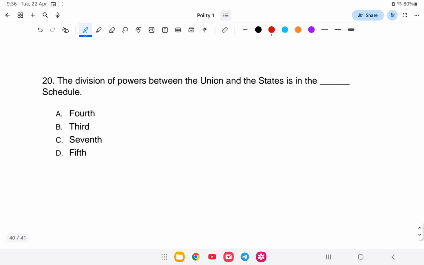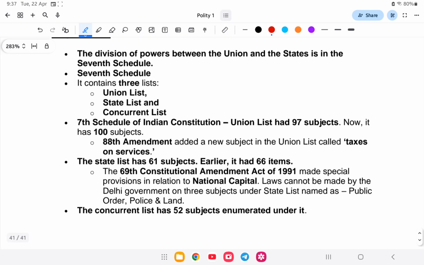Next question, and the last question for today. The division of powers between the Union and the State is in which schedule? Is it the 4th, 3rd, 7th or 5th? The answer is option C, that is the 7th schedule. Let us study in detail. The 7th schedule provides the division of power: the Union list, State list and Concurrent list. The Union list has 100 subjects, the State list 61 subjects, and the Concurrent list 52 subjects. These are the subjects related to the 7th schedule.